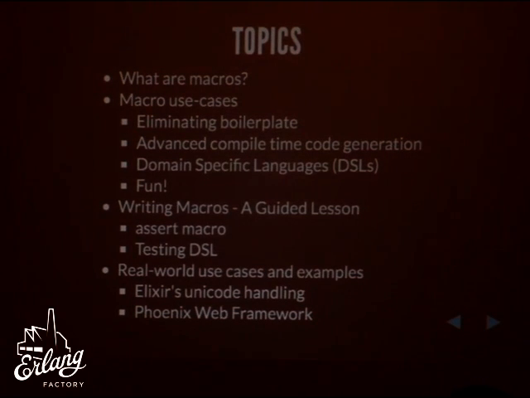How can we do advanced compile-time code generation? So how can we take flat text files at compile time and do a bunch of code generation based off of the file contents? And how can we do neat things like compose domain-specific languages? So how can we almost operate at our own language level on top of Elixir to basically exist in whatever domain we're in? And lastly, how can we have fun with macros? Because that's why I'm here.